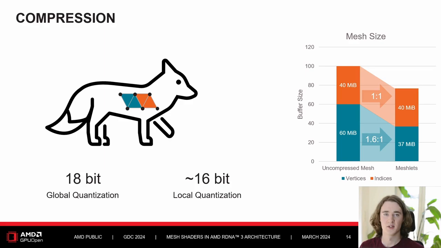Now, all these parameters here, like the 18-bit global grid, are completely adjustable to your needs and only serve as an example. So here, we've now reduced the vertex buffer size down to just 37 megabytes, meaning that the index buffer is now the largest part of our mesh. So let's see how we can address this now.